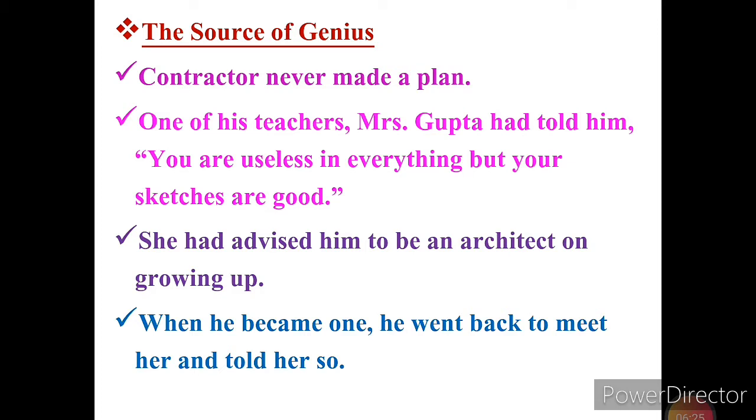So in this slide, we can easily find the genius skill of Hafiz Contractor. Actually, Hafiz Contractor was doing useless things, escaping classes, copying in the examinations and so on. But he was very good in drawing, he was very good in sketches. So one of the teachers, Mrs. Gupta, advised him to become an architect. Now he remembered everything.